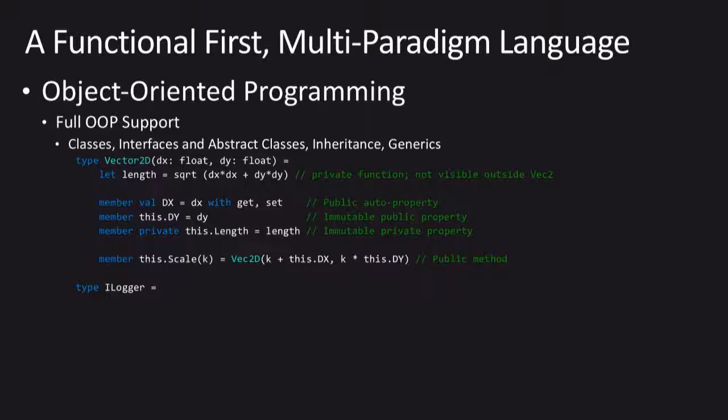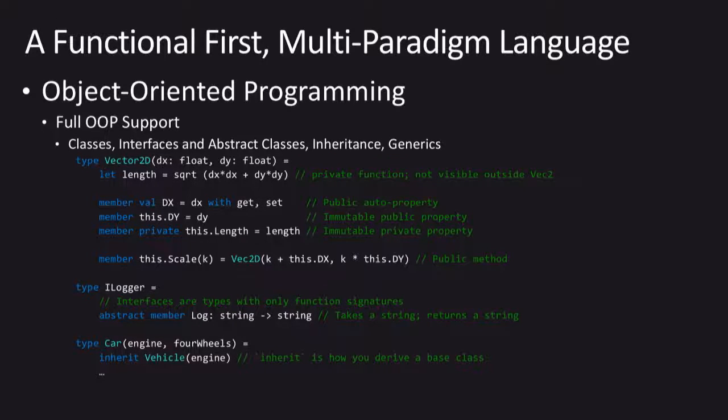An interface is also dead simple. In this case, ILogger defines a log method. And in this case, because interfaces, just as you would expect, you just provide the type signature. You don't actually have an implementation. In this case, this little string, arrow string, just says it takes a string, returns a string. And that's how you would create an interface. And if you wanted to have some inheritance, you just use the inherit keyword. And you can inherit by passing in parameters, just kind of the same way. It's very, very similar to C# and VB, just with a few slightly different keywords.